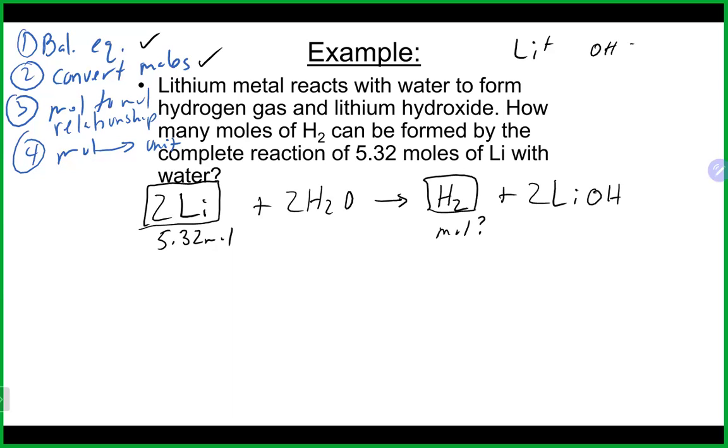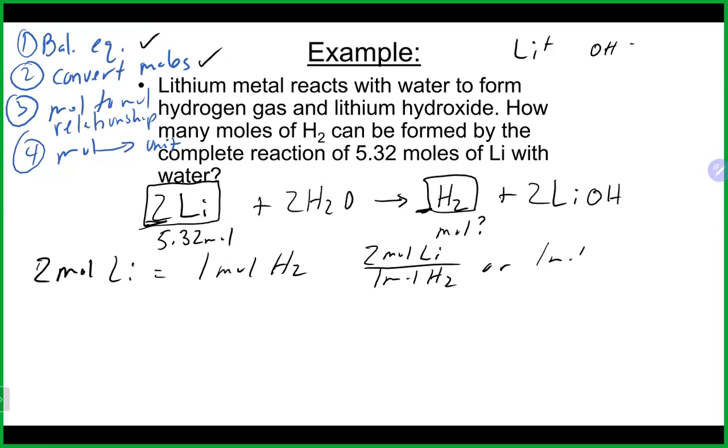Once again, the stoichiometry here means that there are 2 moles of lithium for every 1 mole of H2. And once again, that is nothing more than the actual coefficients from the balanced equation. That's going to give us 2 possible conversion factors to use here. So now we could actually do step number 3 here.